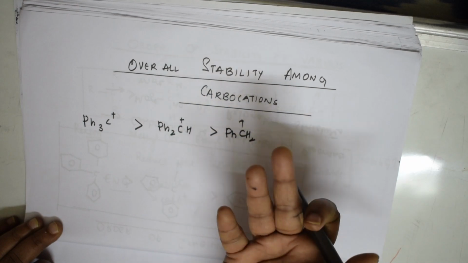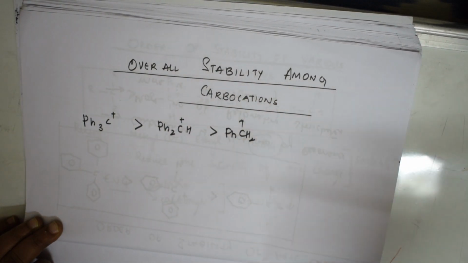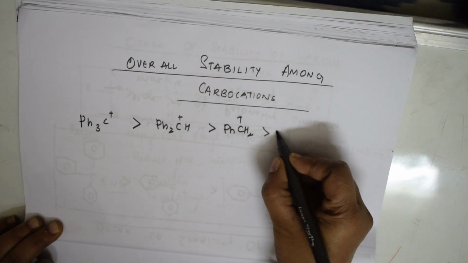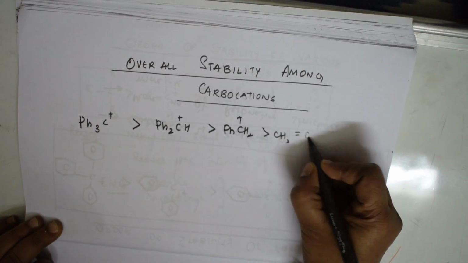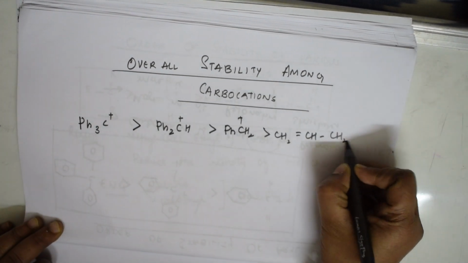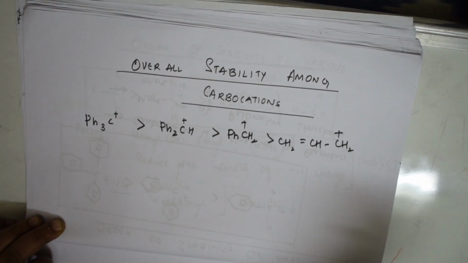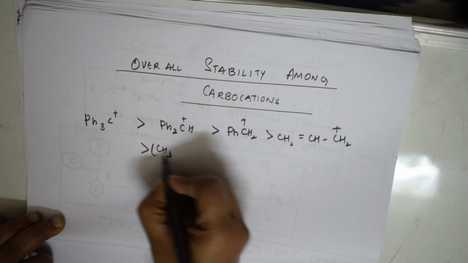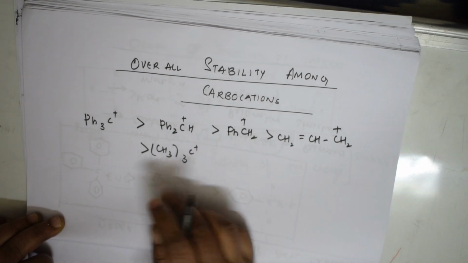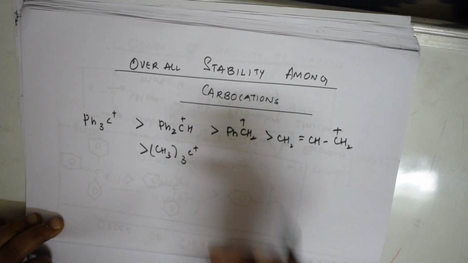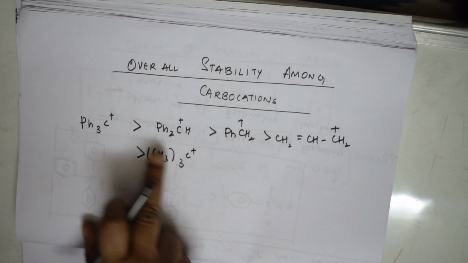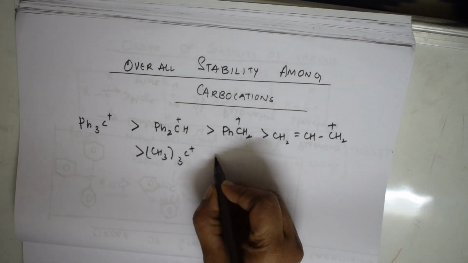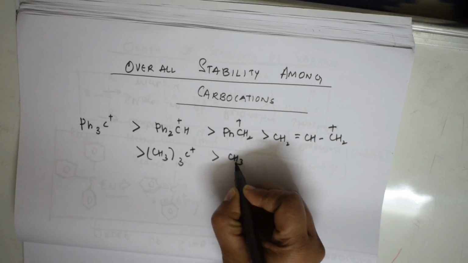Here 3, that's why it is more stable. Here only 1, less stable. Further, if I come to aliphatic, CH2 double bond CH2 CH2 plus. Further, because the trialkyl will be there, it keeps donating the electrons, so compared to this, this is less stable. Compared to this, it is further.